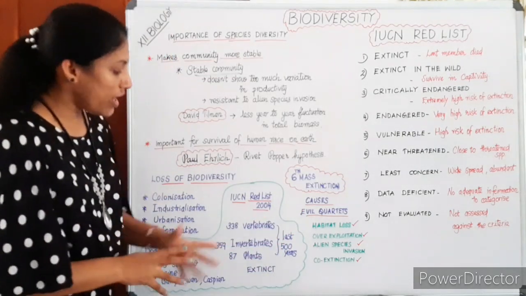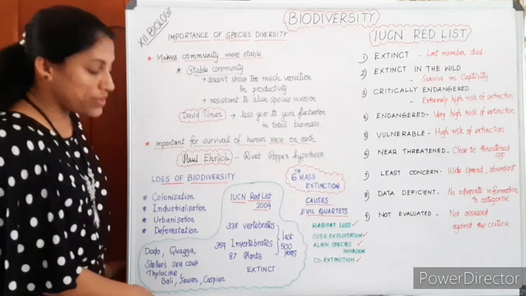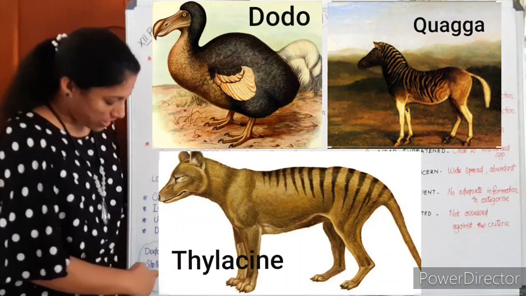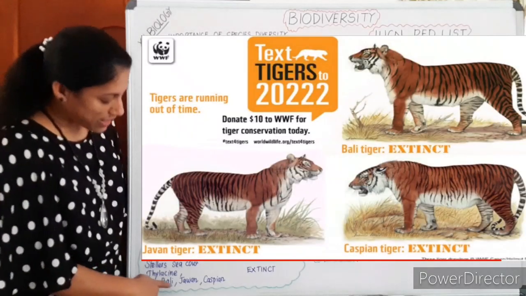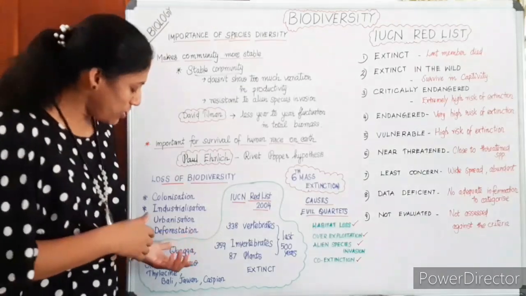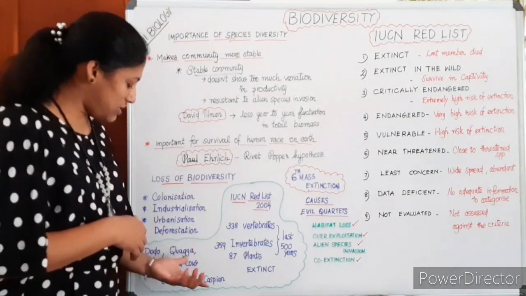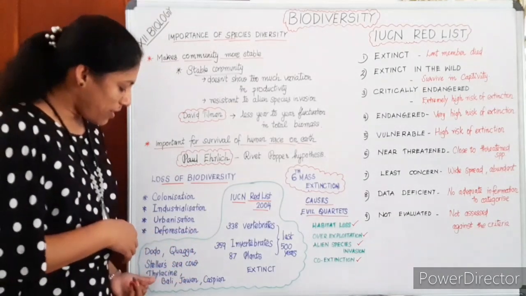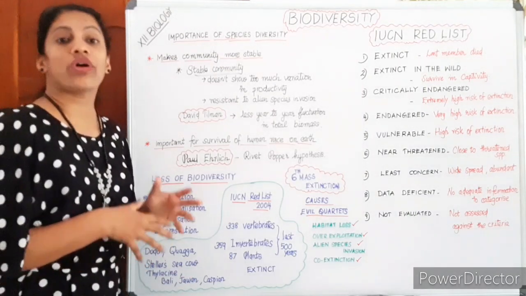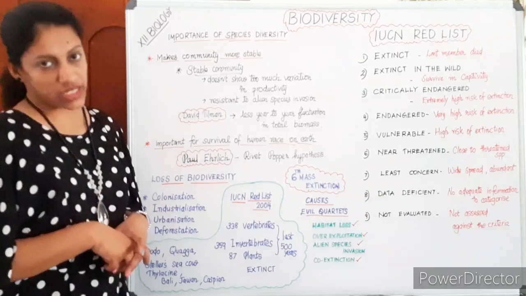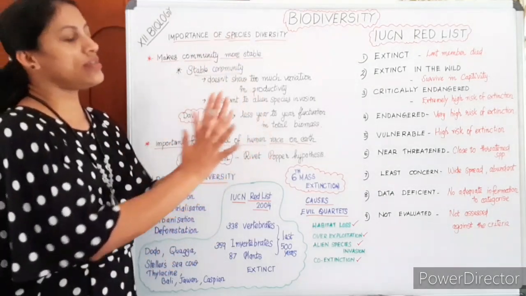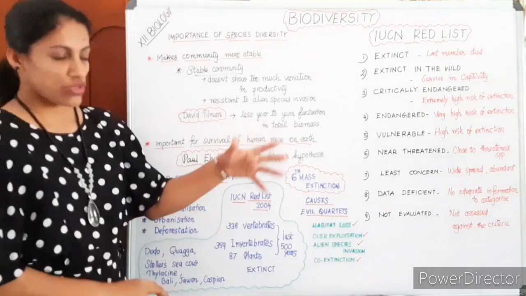Okay, then anyway, some examples of recent extinctions are marked here: dodo, quagga, Steller's sea cow, thylacine, then the Bali, Javan and Caspian subspecies of tigers. These are all examples of some recent extinctions. Anyway, we have a detailed list on the IUCN Red List. We will move on to that.